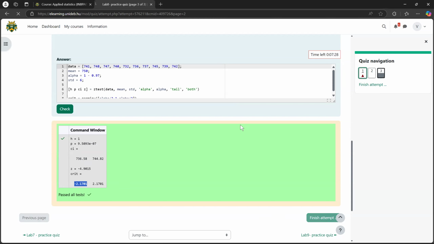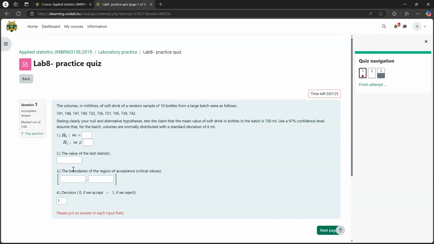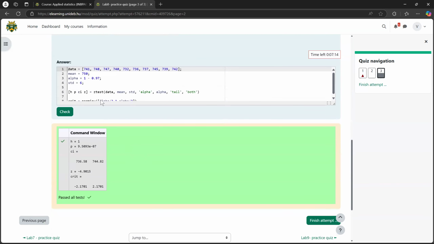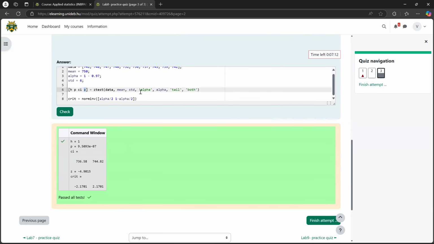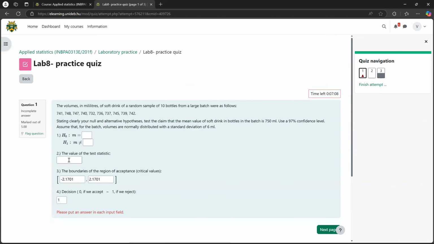So okay, now you put in the critical values. The boundaries of the region of acceptance: the lower critical value, and the upper critical value, which is the same but with a plus. What is the value of the test statistic? This is the Z value, the last one. Here is Z. You copy that. Now here, M is equal to the null hypothesis. What is the null hypothesis? M is equal to 750. So you literally just have to write 750 from here.